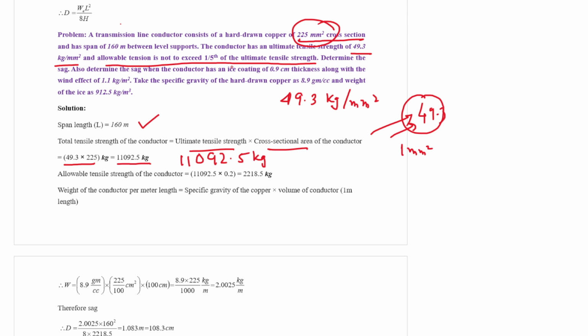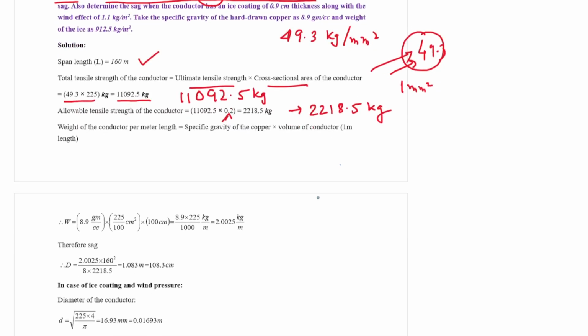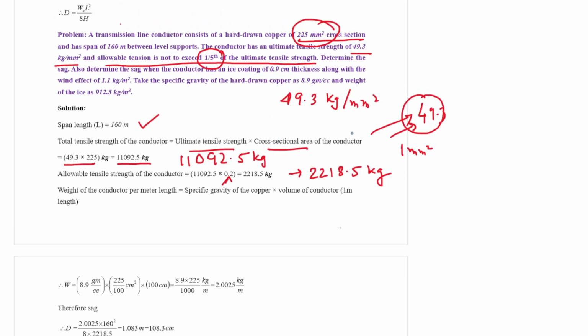Now this statement is very important. Allowable tension is not to exceed 1/5. That means the allowable tensile strength is 0.2 of this value, which is 2218.5 kg. That is the allowable. Now let us determine the sag. This information is important, that the specific gravity of the hard drawn copper is 8.9 gram per cc. This data is very important.